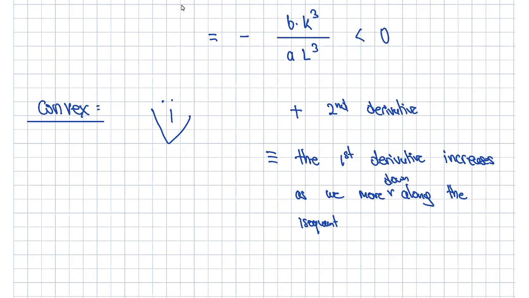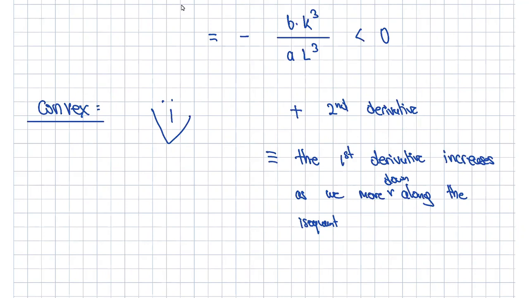Yeah, so along the horizontal axis. Exactly, right? As we move down, then the first derivative will be increasing. Okay. Right? So that's what a positive second derivative means, right? The first derivative is an increasing function, right?